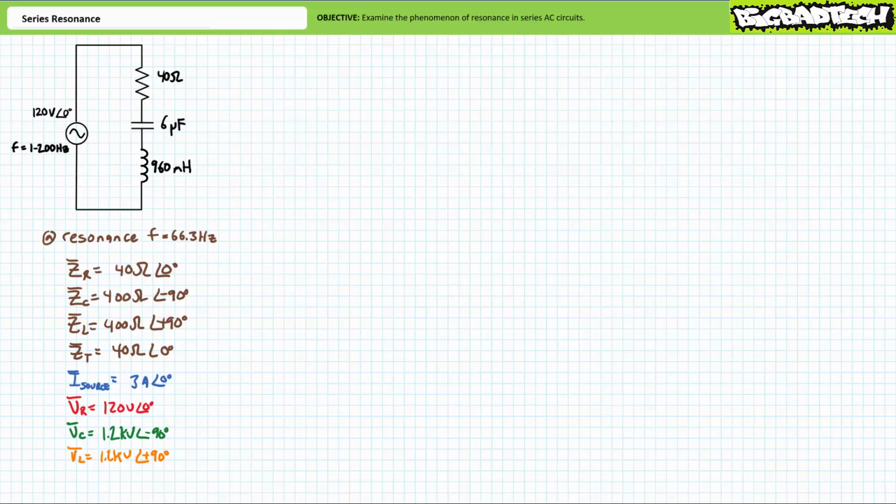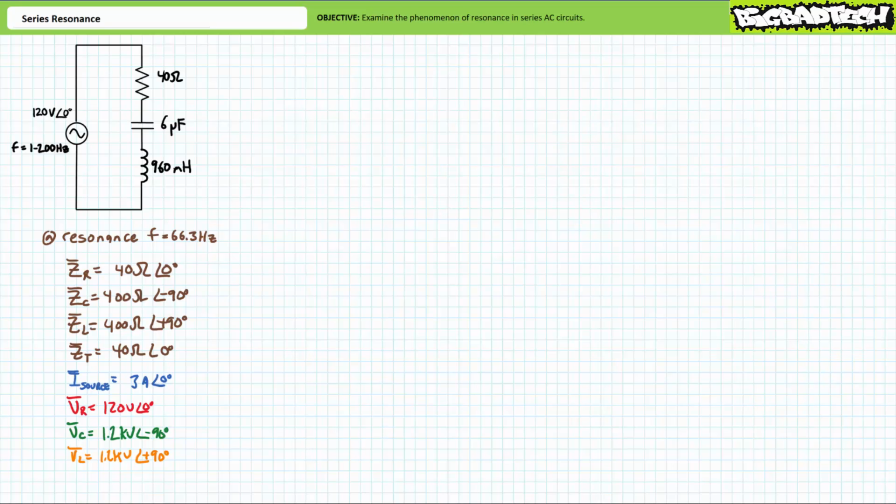The 40 ohm resistor presents a complex impedance of 40 ohms at an angle of 0 degrees. At the resonant frequency of 66.3 Hz, the 6 microfarad capacitor presents an impedance of roughly 400 ohms at an angle of negative 90 degrees. At the resonant frequency of 66.3 Hz, the 960 millihenry inductor presents an impedance of roughly 400 ohms at an angle of positive 90 degrees. As we expected, the capacitive and inductive impedances at conditions of resonance are equal and opposite to one another.